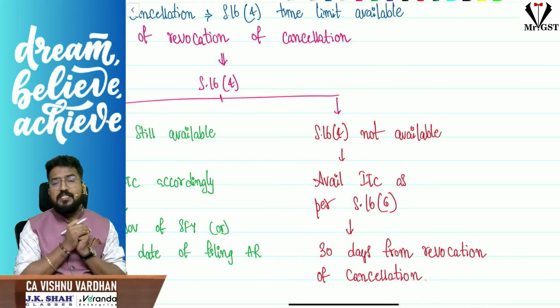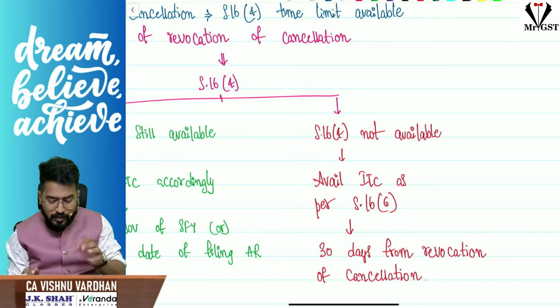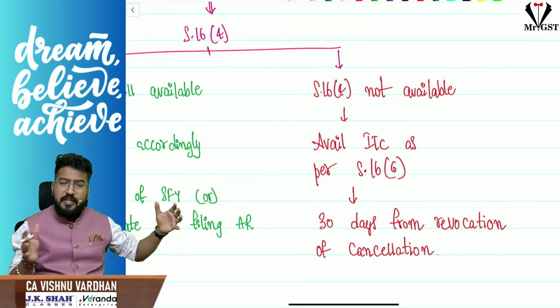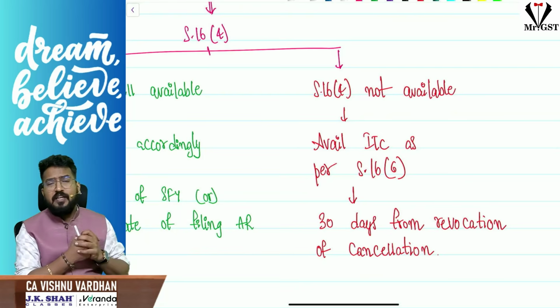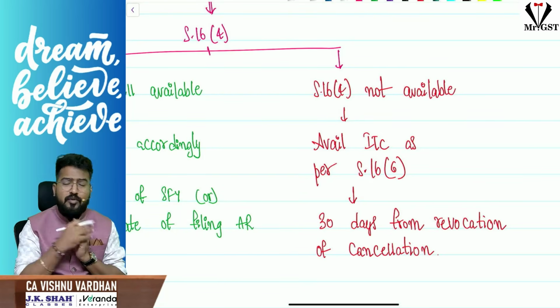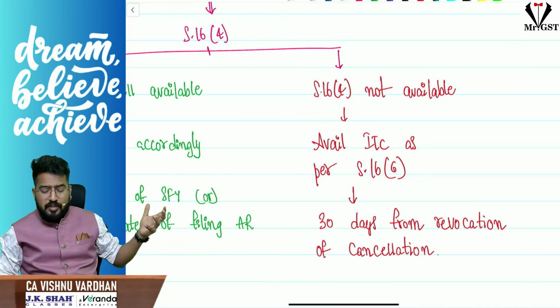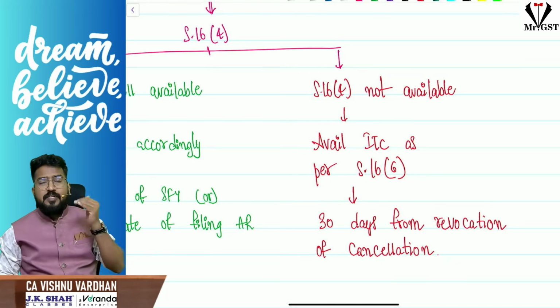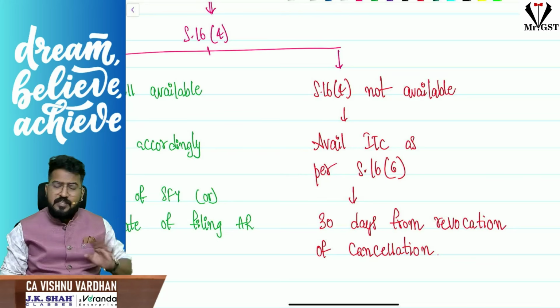Don't worry, for you 16 subsection 6 is coming to help. So 16 subsection 6 says you can take ITC for that period, the cancellation to revocation period, any returns. The time limit for availing ITC under 16 subsection 4 is over. Still, if you want, you can take ITC by filing those returns, the 3B, all that, within 30 days from the date of revocation order.